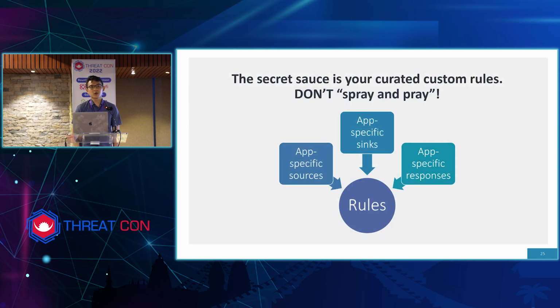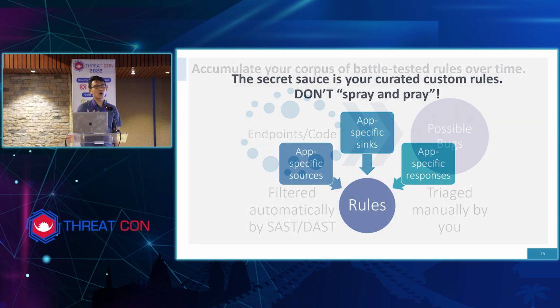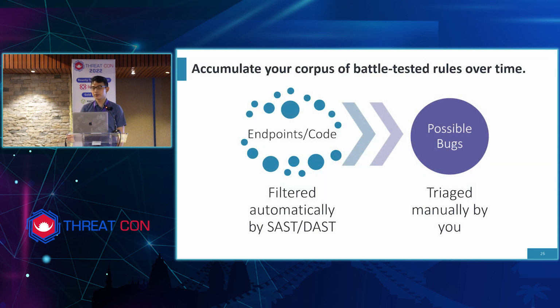And after you've built out this pipeline for yourself, the secret sauce is your curated custom rules. Don't spray and pray. Don't just use default rules, right? You want to look for app-specific sources, app-specific sinks and responses, and this will all be accumulated in your corpus of battle-tested rules over time. And so what does this mean, right?